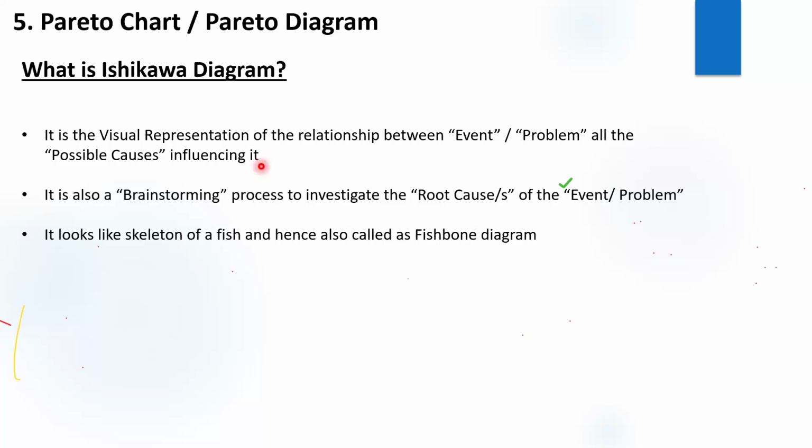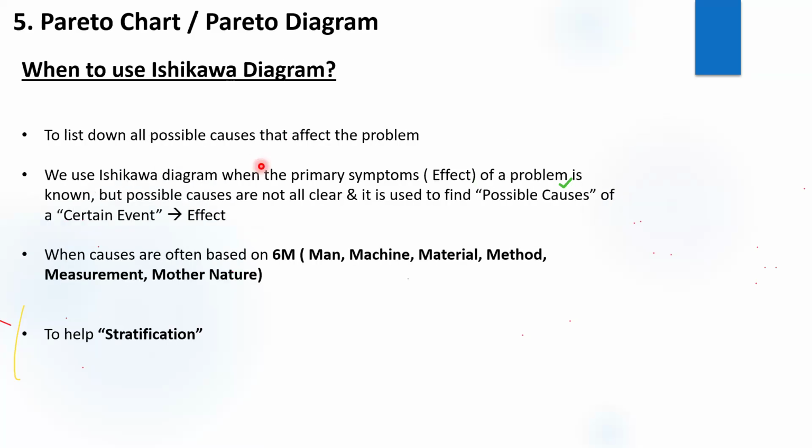So it is clear. This diagram has three names. Ishikawa because Ishikawa developed it. Fishbone because it looks like a fishbone. And third name is cause and effect diagram. It shows the visual representation of the relationship between causes and the effect. Clear? Yes, sir.